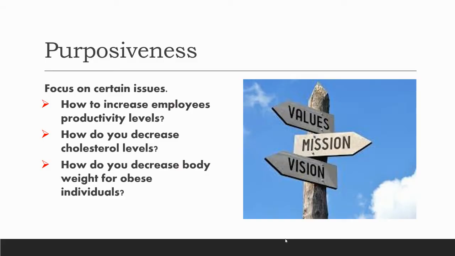The first one is purposiveness. When we do research, we must focus on a certain issue. For example, let's say you want to study employees' productivity levels. So you want to focus on how you can increase the employees' productivity levels. How do you decrease cholesterol level? How do you decrease body weight for obese individuals? So you must have a purpose. You must focus on a certain issue.